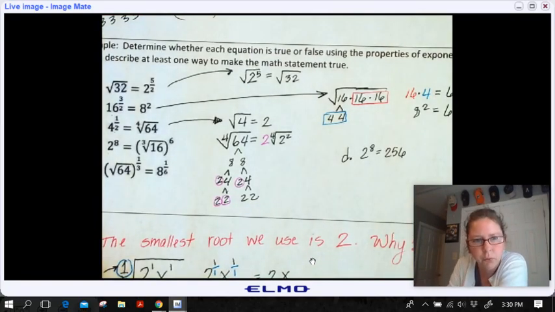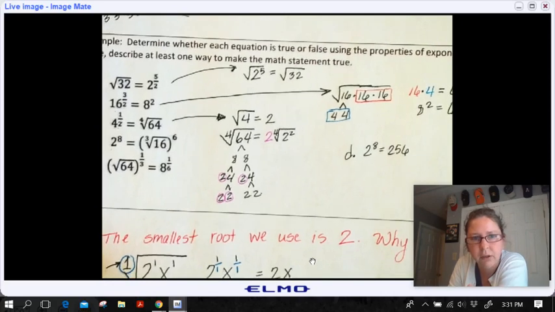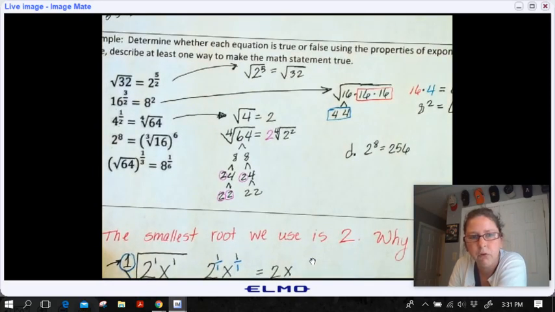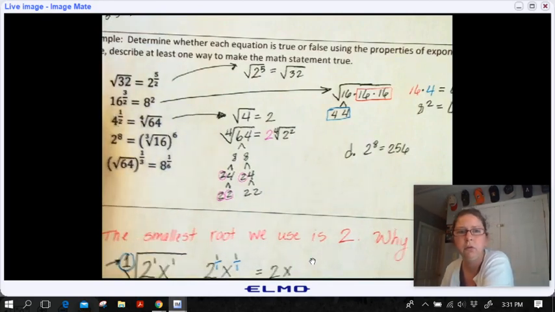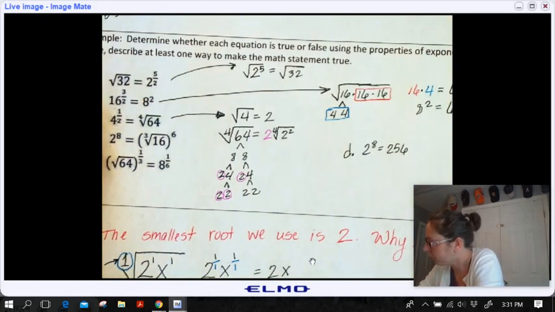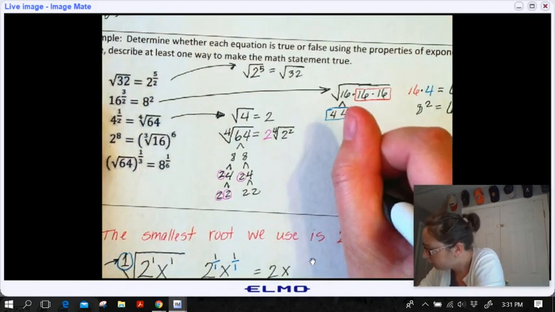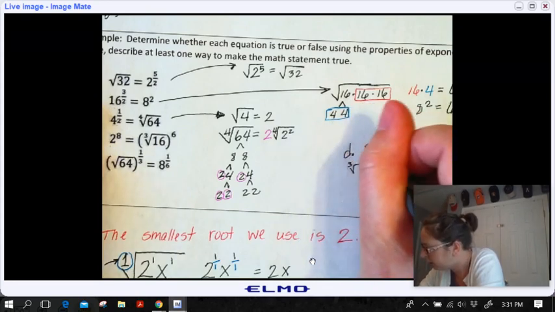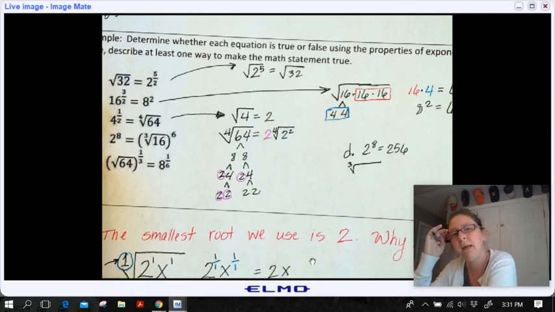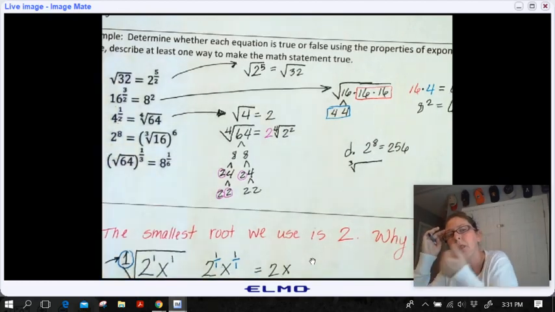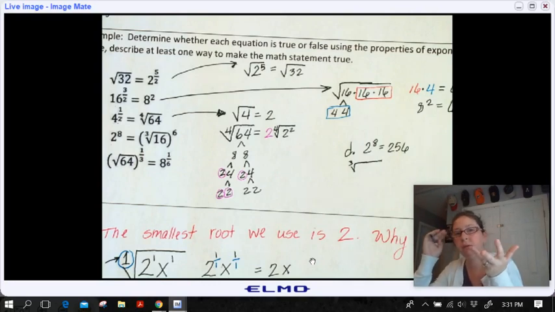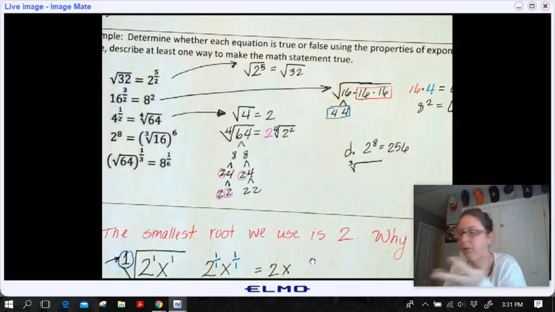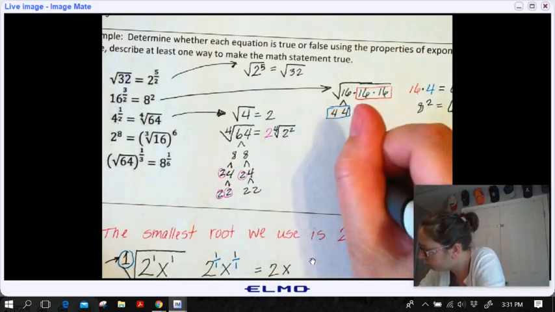Now let's do the 16 down here, to the 6th power. The cube root of 16. So 16 breaks down to be 2 times 2 is 4, times 2 is 8, times 2 is 16. Okay, so I have 4 twos.